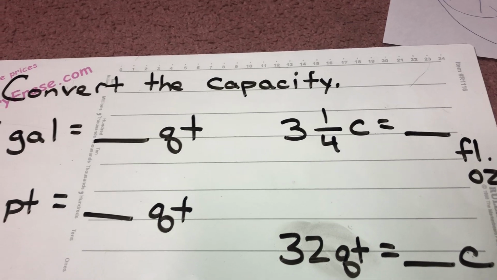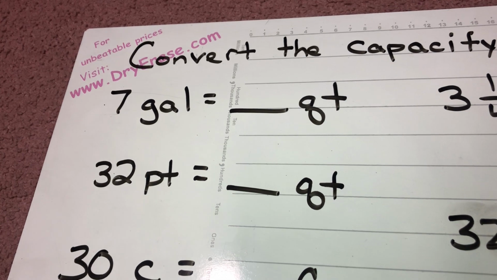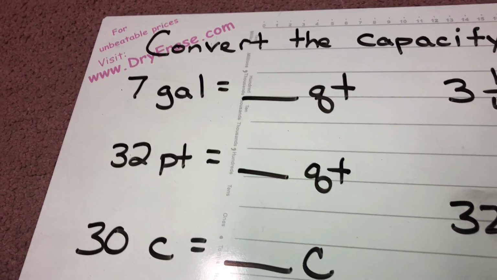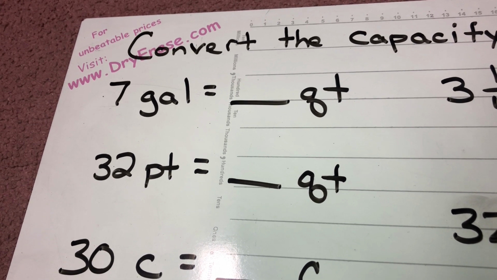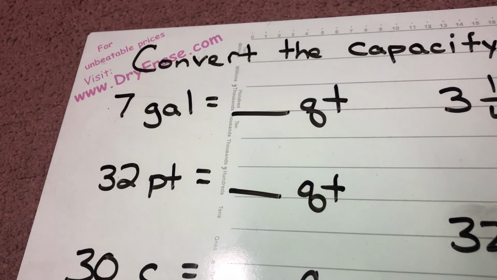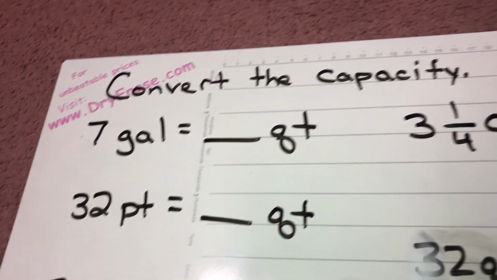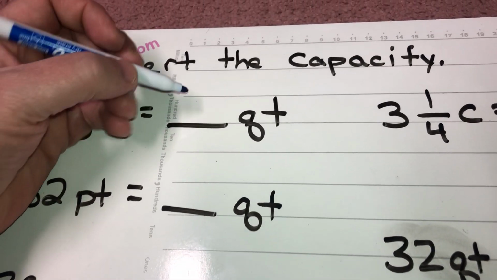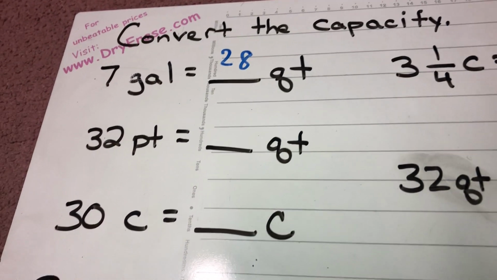So we're going to be converting the capacity. 7 gallons equals blank quarts. Well, the idea, 4 quarts make 1 gallon. So going from gallons to quarts, my measurement is actually getting smaller. So my number is getting bigger. 1 gallon is bigger than 1 quart, so the measurement's getting smaller, the number's getting bigger. I'm going to multiply by 4 because we learned from our chart, it's 4 quarts that make a gallon. 7 times 4 is 28. 7 gallons makes 28 quarts.